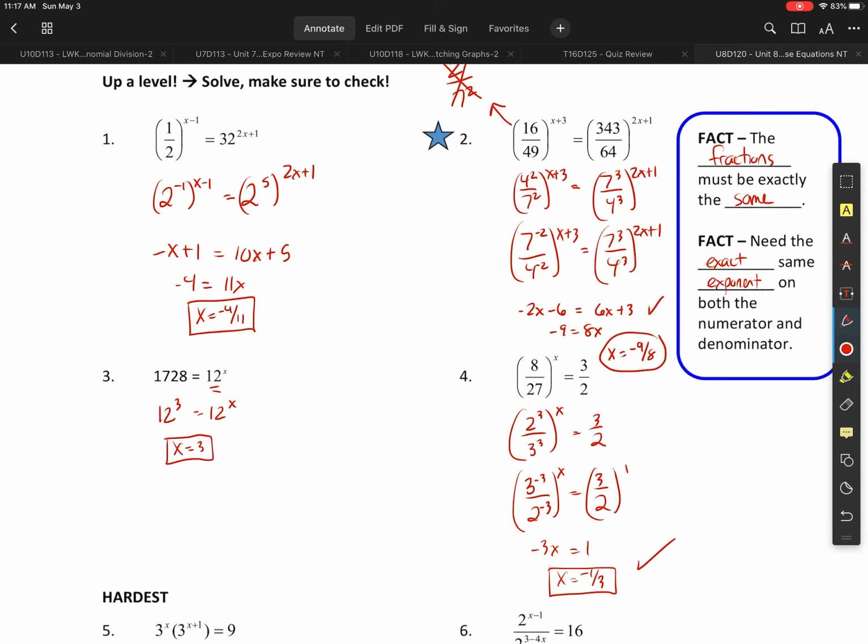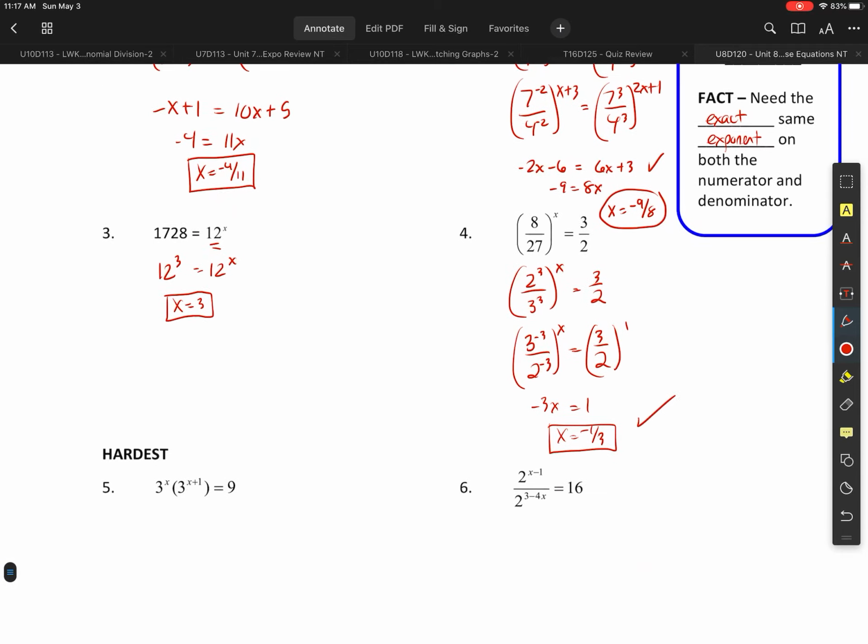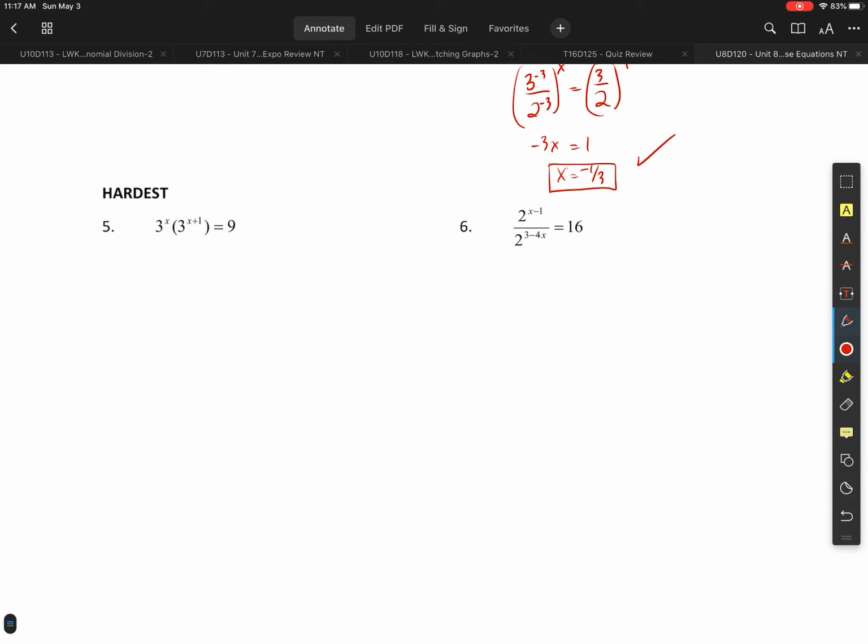And we plug in, we check, and they all work. Take the time to check. Great feeling knowing your answers are right or wrong. Alright, combination here, the hardest ones we got. Using our exponent rules. So I got 3 to the x plus 1 equals 9. Well, right away, 9's 3 squared.